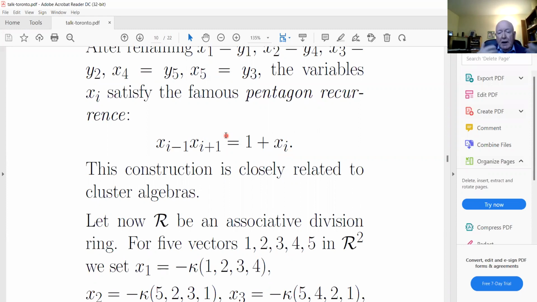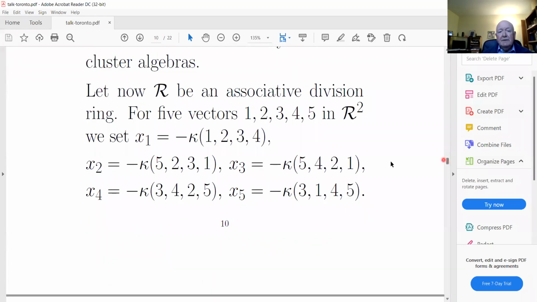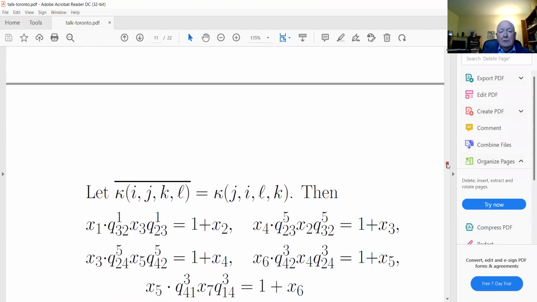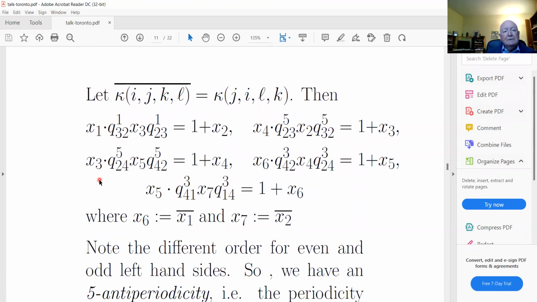Okay, and then we tried to understand the situation in the non-commutative case. In the non-commutative case, you replace the expression that I just wrote by using cross ratios, and so the formulas are here. So you have 5 vectors and 5 cross ratios. Then you get the following relations. So again, you have x1 times x3 equals 1 plus x2, but x3 must be conjugated.